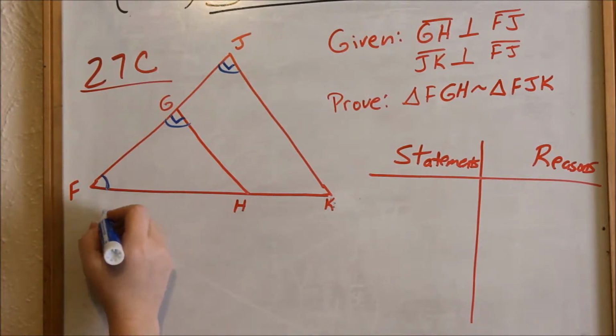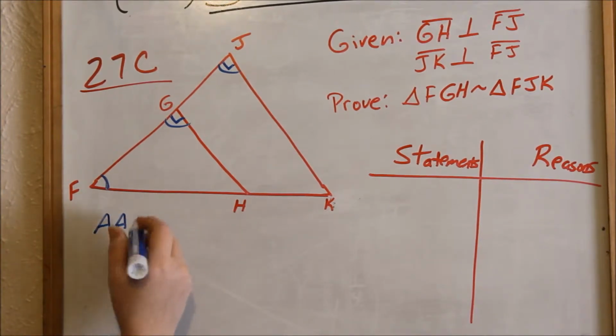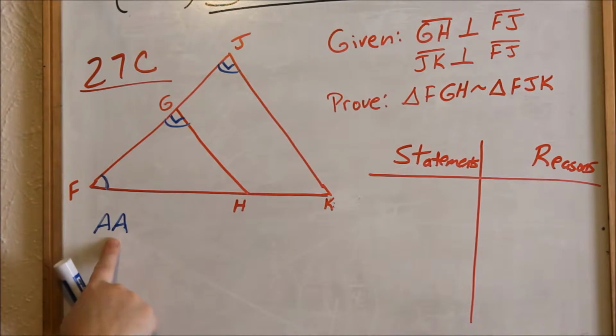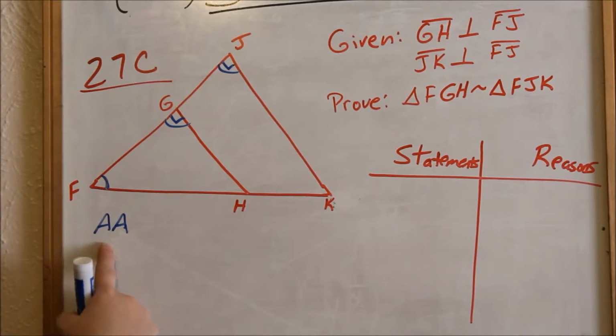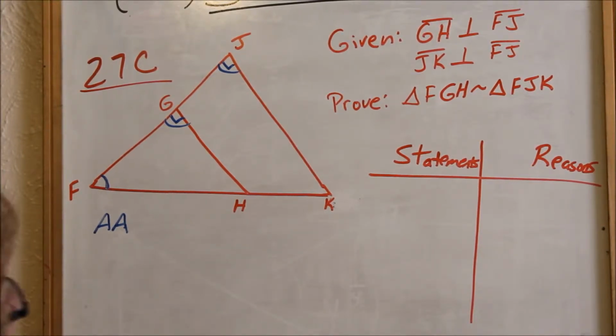So off to the side, I write AA. There's only one postulate we use to prove triangles similar, and it's AA. That's the only postulate. To prove triangles congruent, we had 4 different postulates, but in proving triangles similar, we only have one postulate. So now we're ready to make the statements.